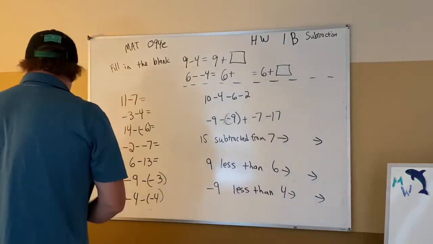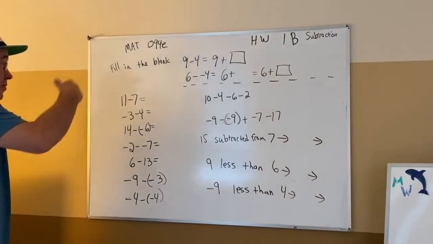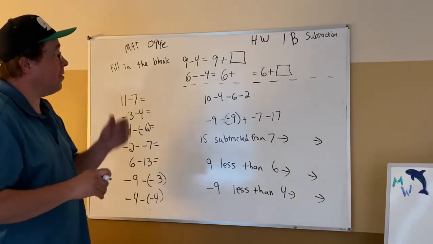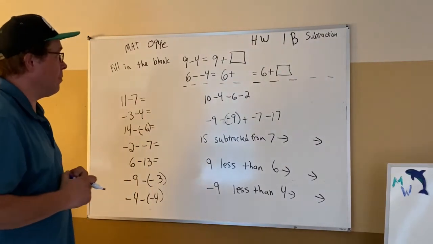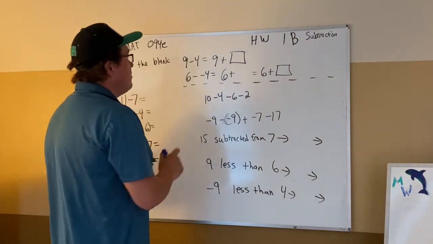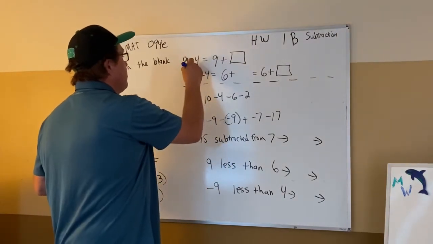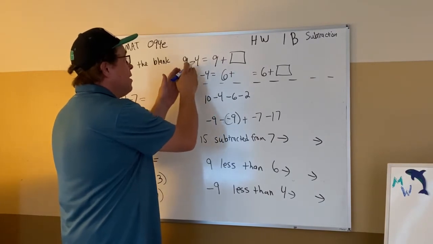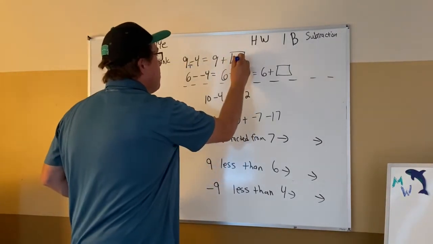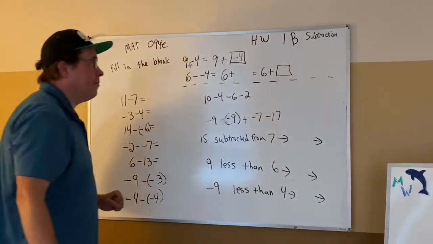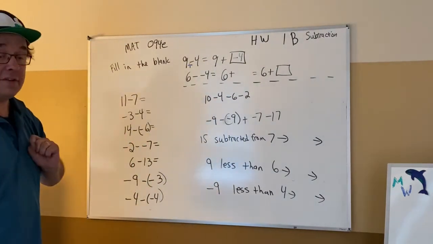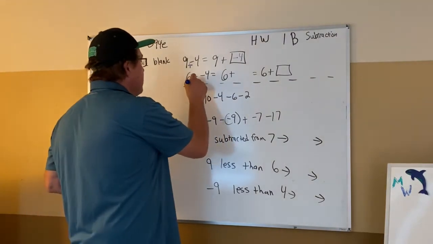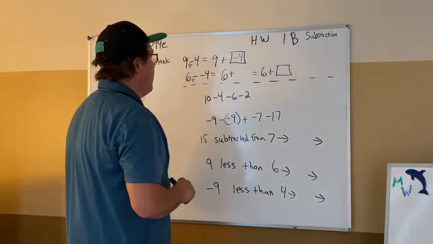So what we have going on here is these first two problems from homework 1B with subtraction are trying to convert subtraction problems into addition problems. On this one we have 9 minus 4, which I would convert to 9 plus negative 4 by inserting a plus after the 9. So there's my 9 and my plus, and what needs to show up in here will be the negative 4. But this other one requires a little bit more, maybe an extra step. We have 9 plus the opposite of negative 4.